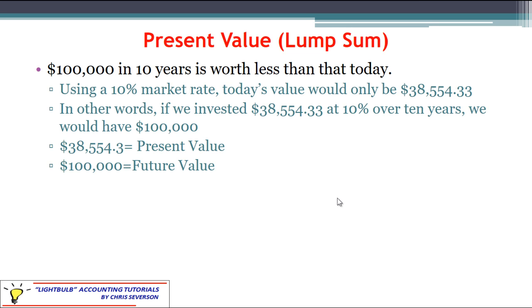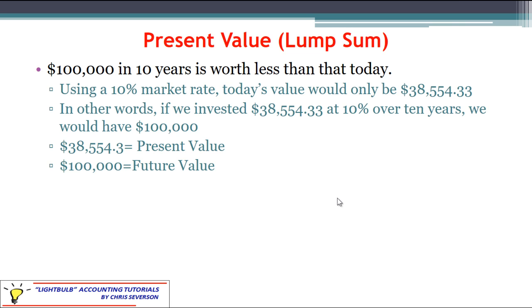So what this basically means is that if we invested $38,554 today at 10% and we left it there for 10 years, we would have that same $100,000. So one way to think about present value is that we are just backing out the future interest. We're trying to figure out what we need today to invest at that interest rate and get a certain amount in the future.